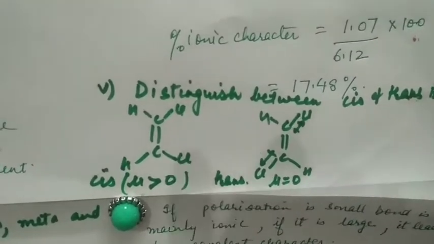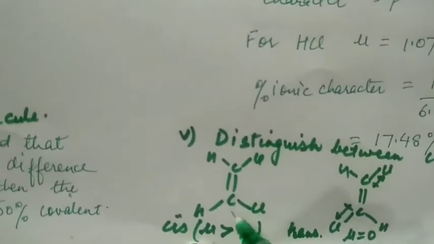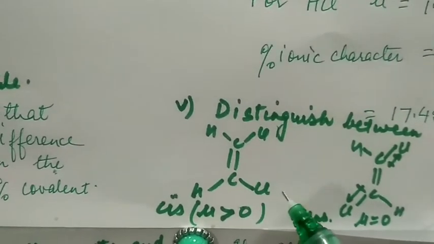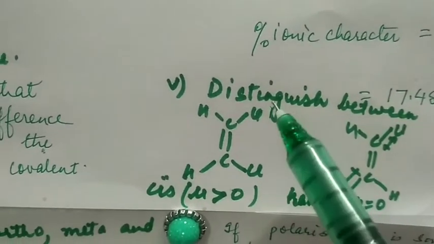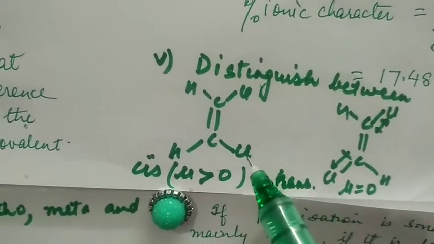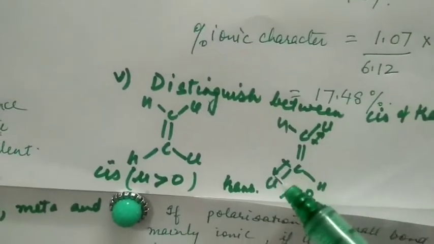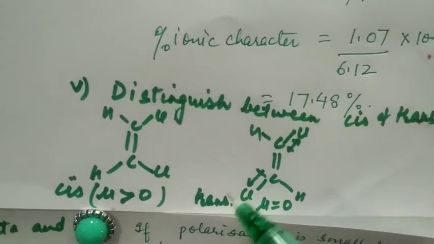So we can also distinguish between cis and trans isomers. A cis isomer is when, across the double bond, the two substituents of the same type are on the same side. Here Cl and Cl are on the same side of the double bond, H and H are on the same side of the double bond. Whereas in this case, these are opposite to each other.